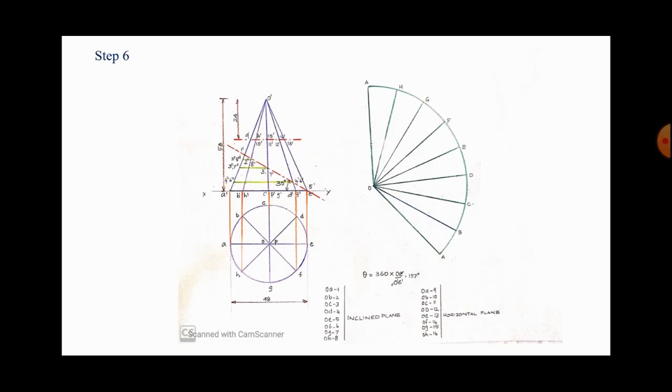Because it is the same. For the case of the inclined cutting plane, you measure O dash 1 double dash and mark along OA. Next you measure the distance O dash 2 double dash and mark along OB. Next you take the distance O dash 3 double dash, mark along OC. Likewise, up to O dash 8 double dash, which you mark along OH.